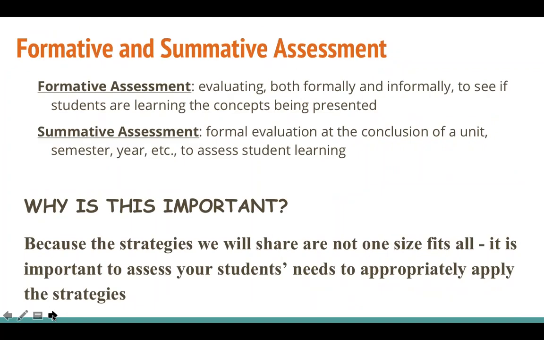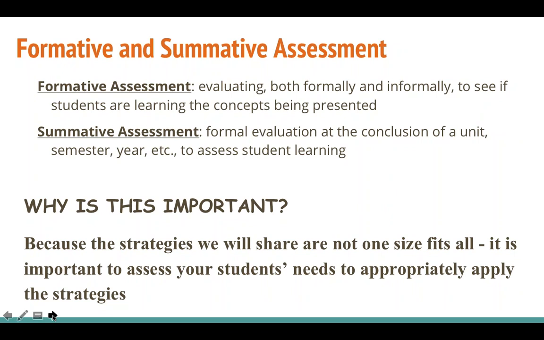So I just wanted to go over formative and summative assessment. Formative is evaluating both formally and informally to see if the students are learning the concept being presented. It's an ongoing process, whether it's once a class or multiple times per class, just to see the students' understanding of what you're teaching. For example, a warm-up, an exit ticket, or opportunities to respond through whiteboards. Those are all formative assessments so that you can understand if you need to slow down or review, just a check-in point. It can be a quiz as well.